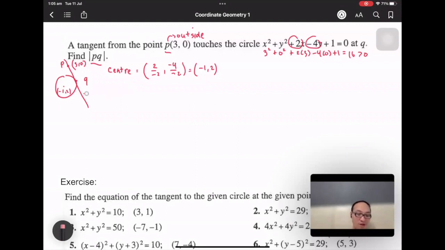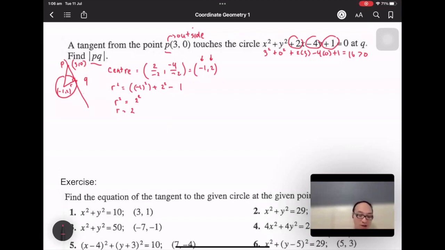Okay, what can we find? Oh, we know this is a right angle triangle. And we can find the radius. The equation is radius square equals to a square plus b square minus c. C is this one. So r square equals to 2 square. So r equals to 2.